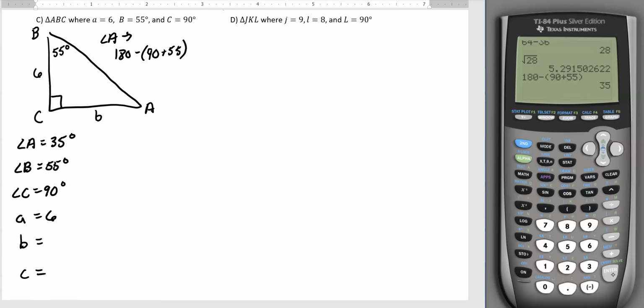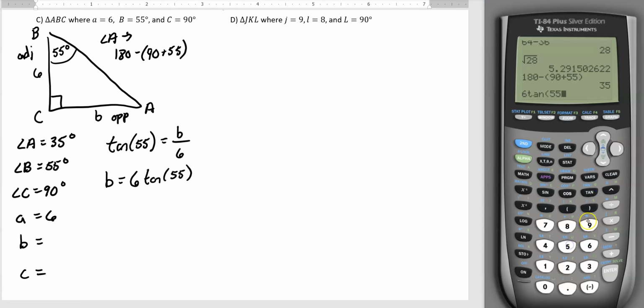Now let's figure out side B. So that would be this side here. This would be the opposite of the angle we were given. So we also know the adjacent. Opposite and adjacent would be tangent. So to figure out side B, we'd say the tangent of 55 equals my opposite, B, over my adjacent, 6. Multiply both sides by 6. That tells me that B will equal, sorry, 6 times the tangent of 55. So 6 tangent of 55, close parentheses, 8.57.